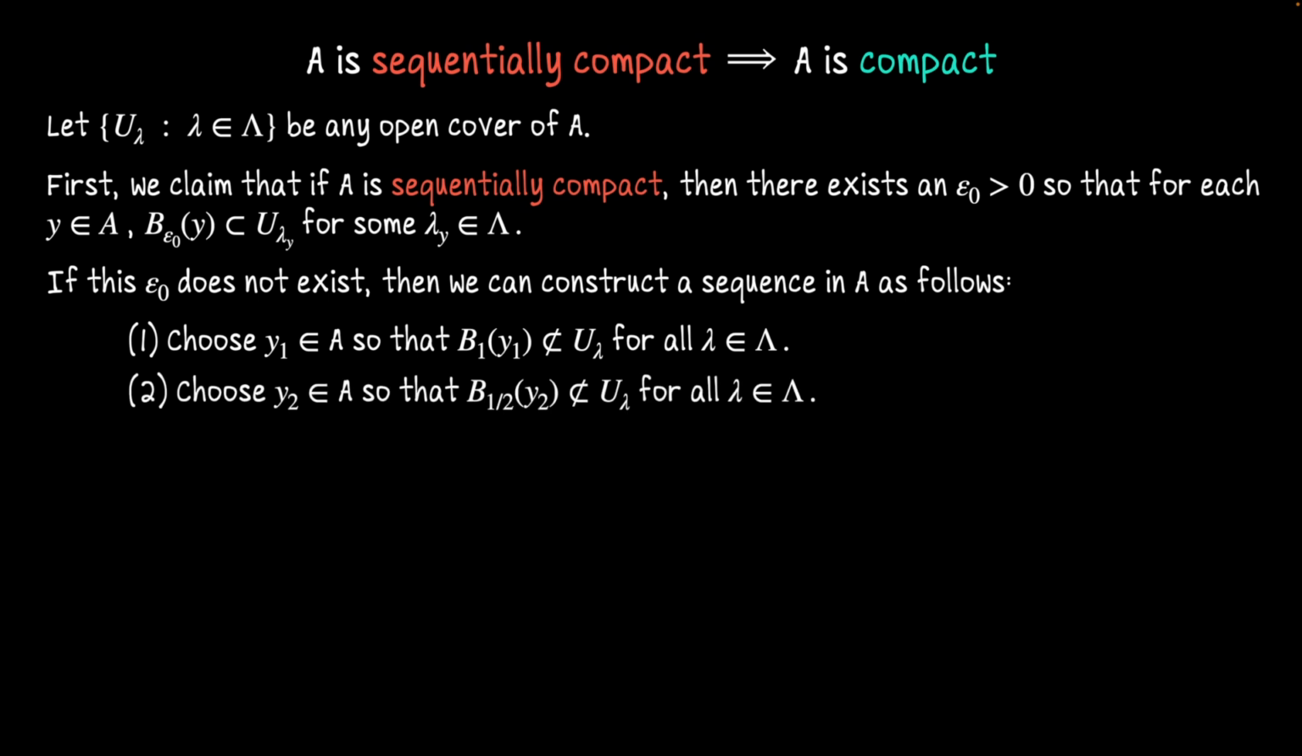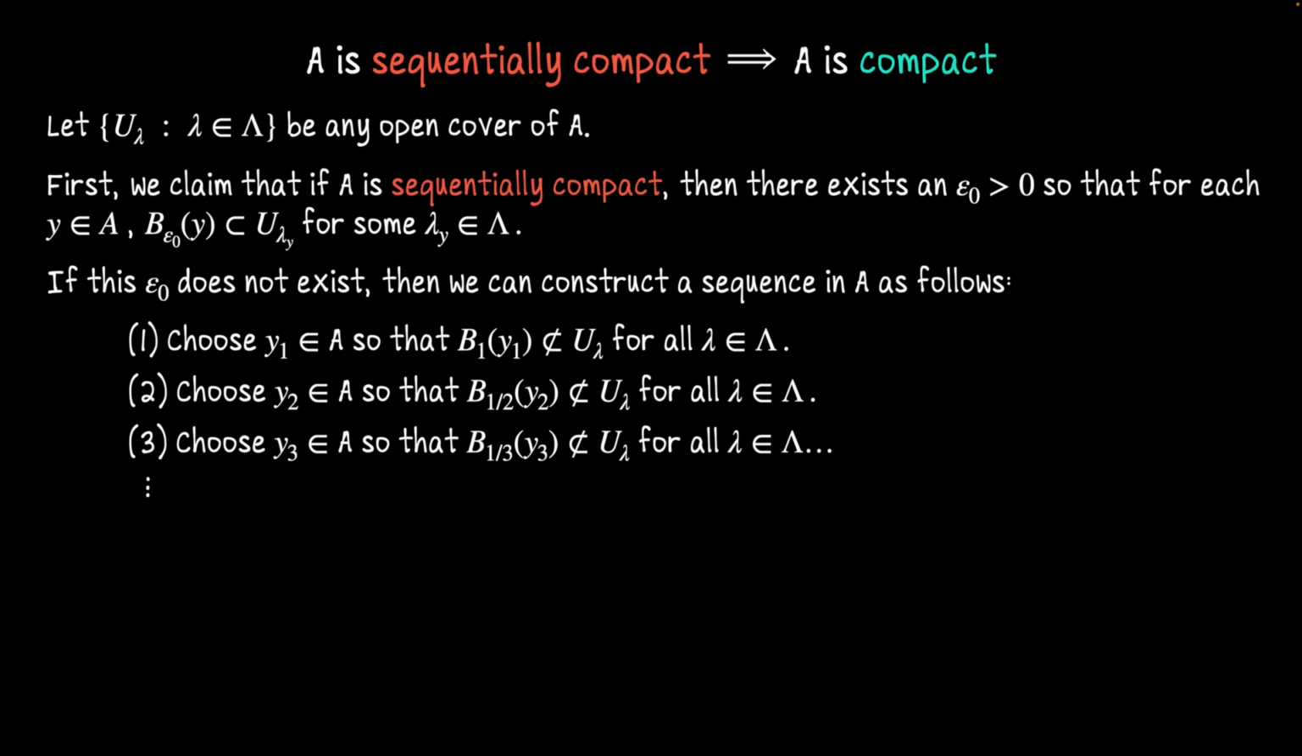When epsilon equals 1/2, go pick a point for that radius, call it y2. When epsilon equals 1/3, find a point for that radius, call it y3, etc., etc. So the jth member in the sequence that we are forming is a point from the set for which the radius 1/j neighborhood around it does not live entirely inside of one member of the open cover. This is something that we can do if we assume that our claim is not correct.